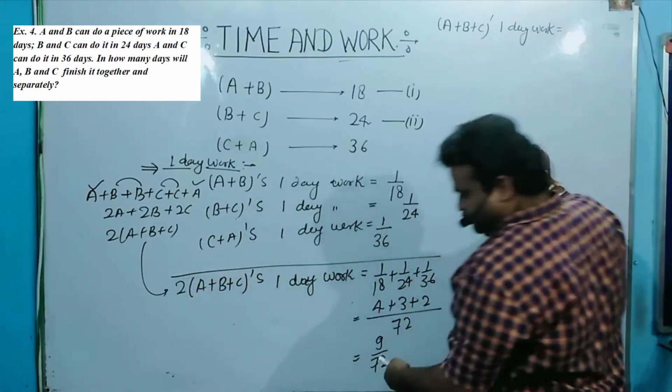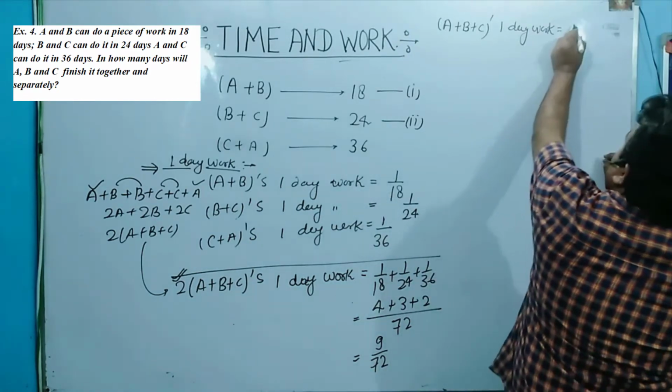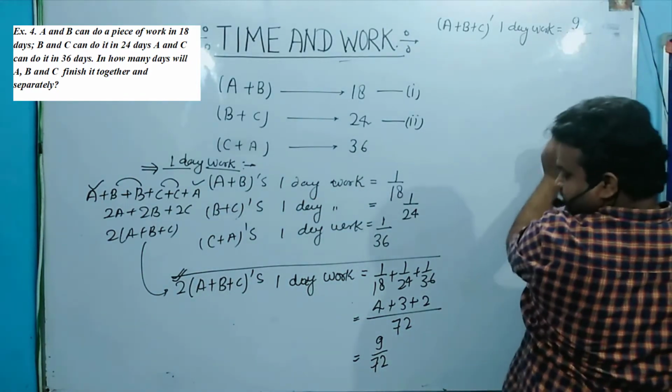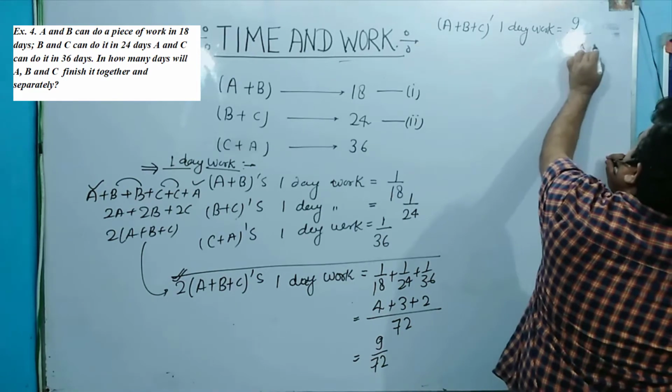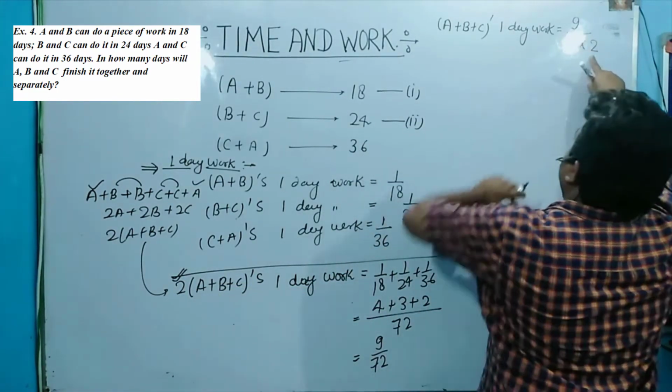You divide this 2 over here. So you just divide by this term 2, and you will get 9 divided by 72 into 2. Why am I putting 2 here? Because this 2 is in the denominator.